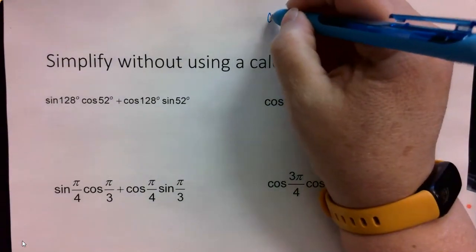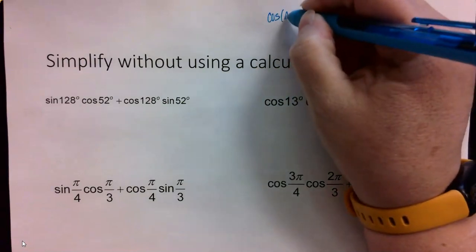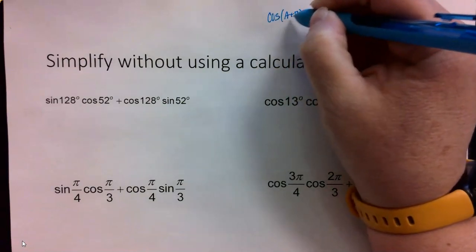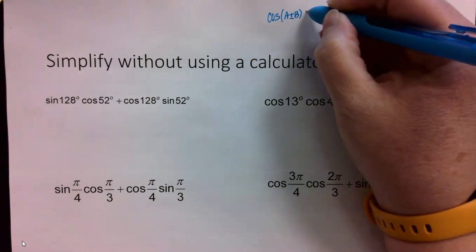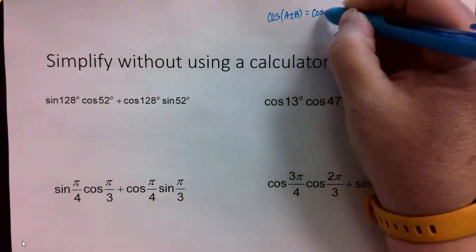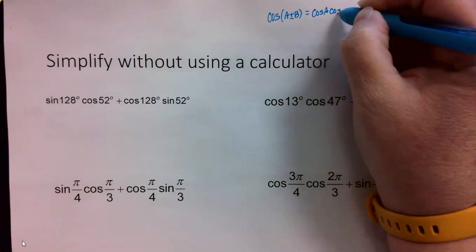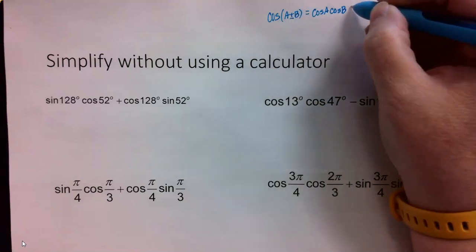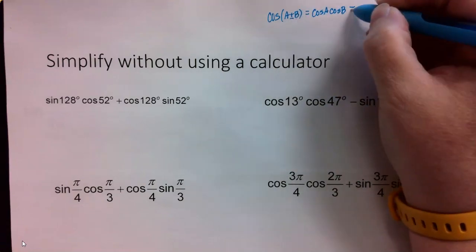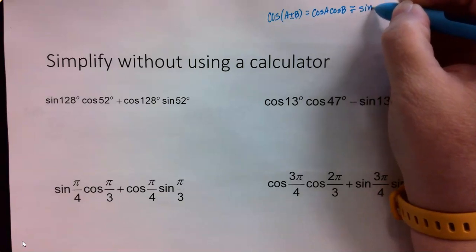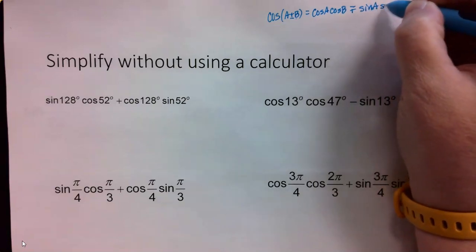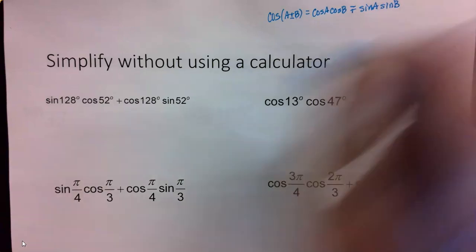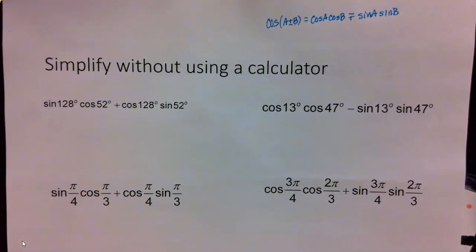And I know that when I have the cosine of A plus B or A minus B, that's going to be the cosine of A, the cosine of B. If it's plus, then it's minus. If it's minus, then it's plus. Sine A, sine B. Okay, so that's one of my properties that I have.